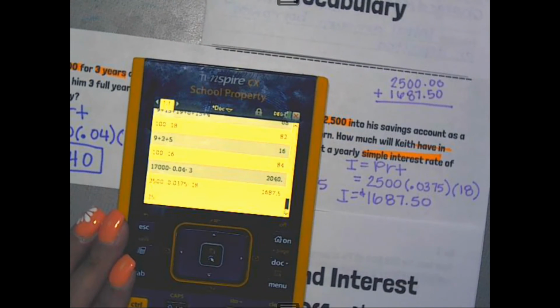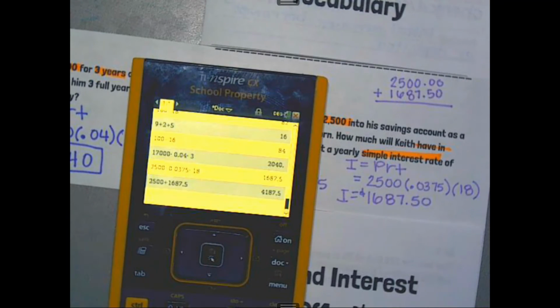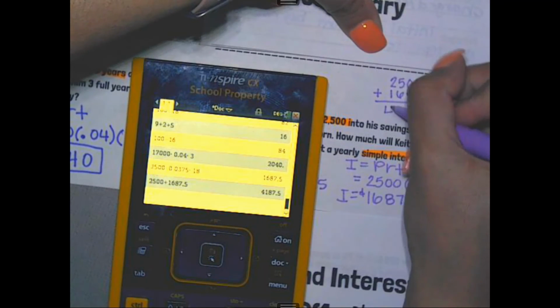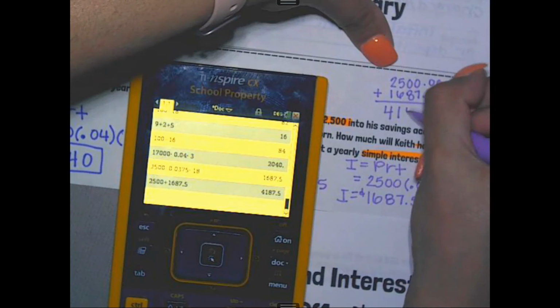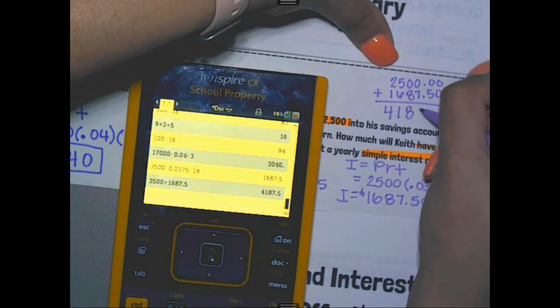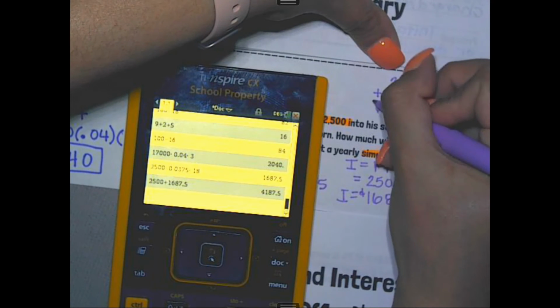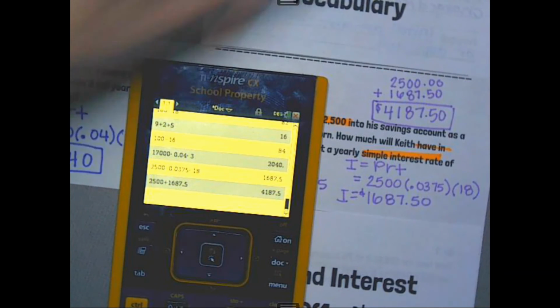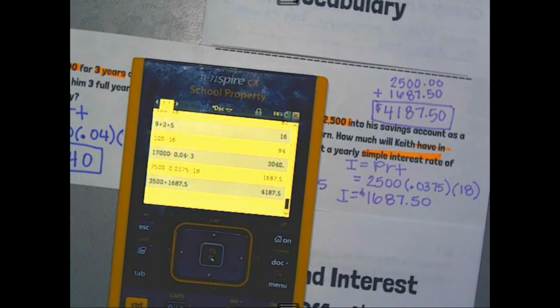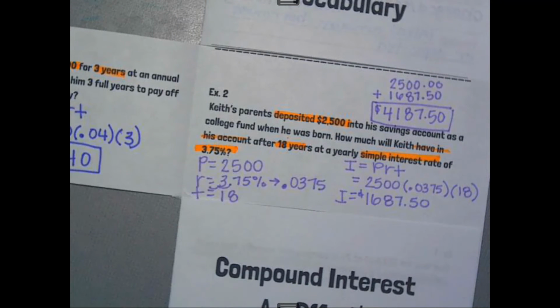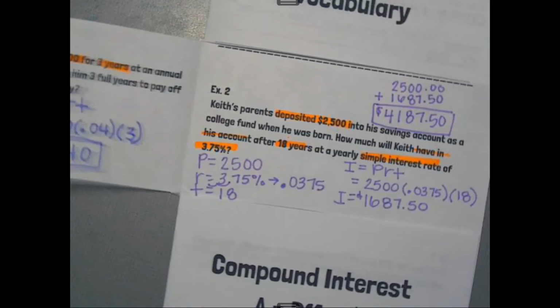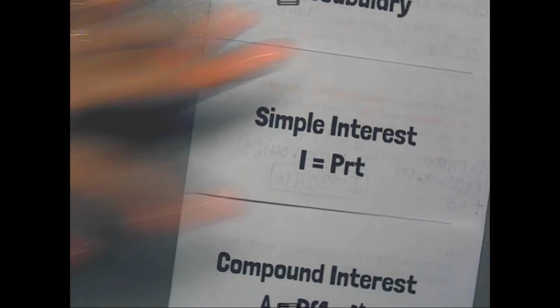So 2,500 plus 1,687.50. So in the account, they have $4,187.50. For 18 years, I don't know if that's worth it. Okay, so those were examples of simple interest.